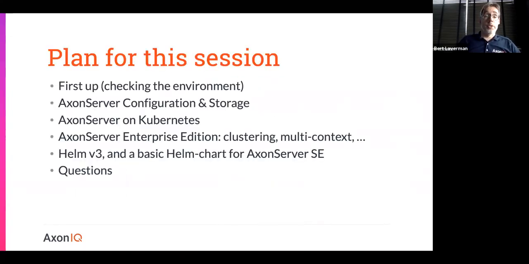We're going to discuss the environment. I'll tell you a bit about what I'm using here to show you about Running Axon Server. Then we're going into AxonServer configuration and how to deal with storage. We're going to move to Kubernetes and then also discuss AxonServer Enterprise Edition, what this brings to the table. And then depending on how much time left, we can also touch upon Helm, which is a popular tool used for installing applications on Kubernetes, and discuss a basic Helm chart that we have available. And at the end, some time for questions.